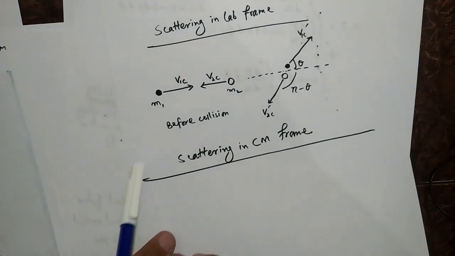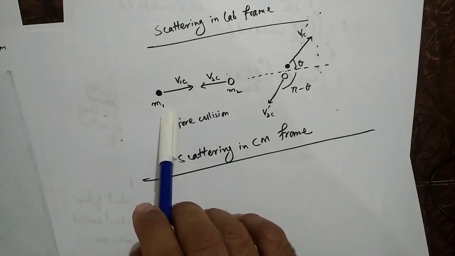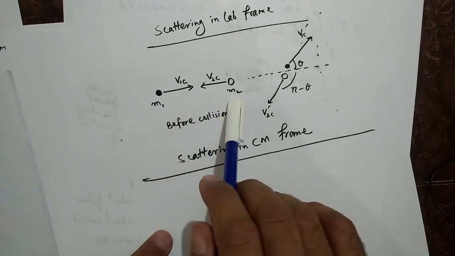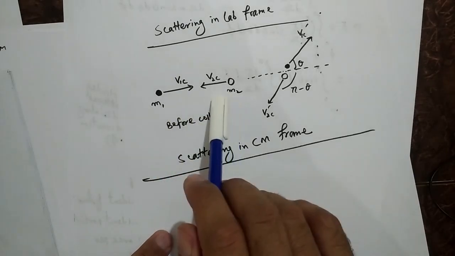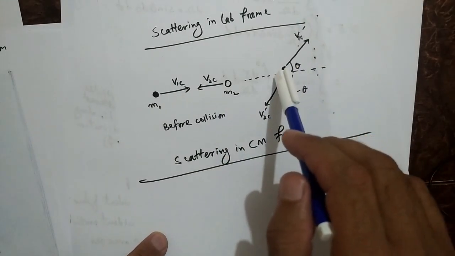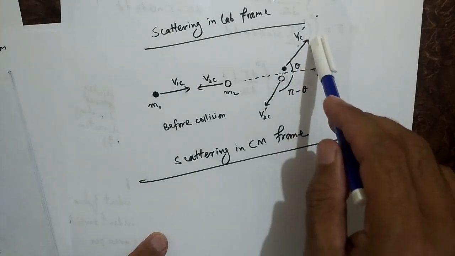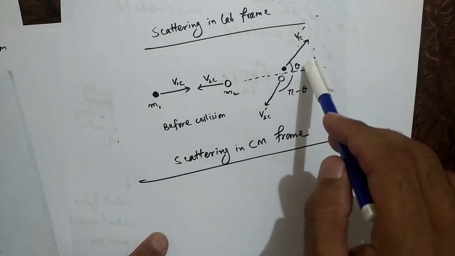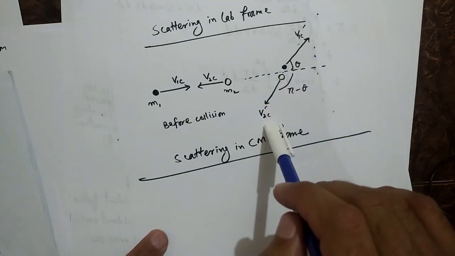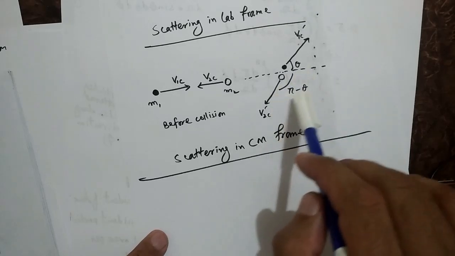Similarly, in the CM reference frame, the velocity of the projectile is v1c while the velocity of the target is v2c. After collision, the velocity of the projectile is v1 dash c, and it is scattered at an angle theta. Similarly, the velocity of the target is v2 dash c and it makes an angle phi minus theta.